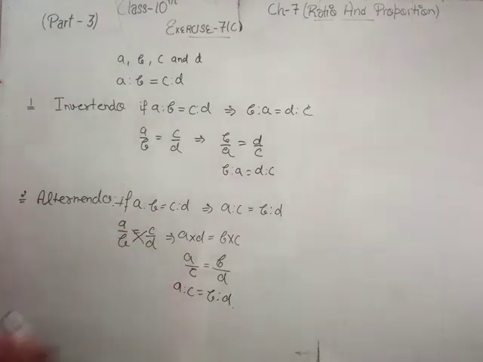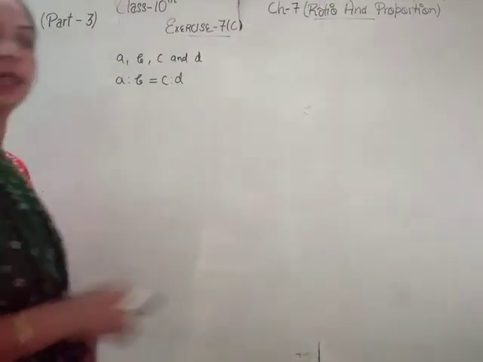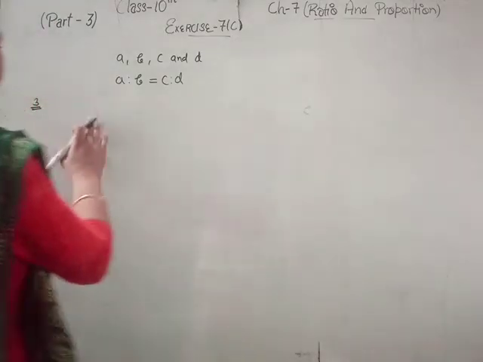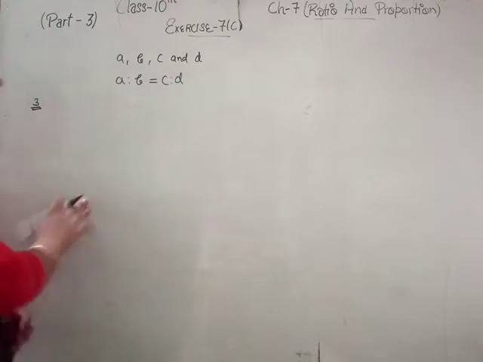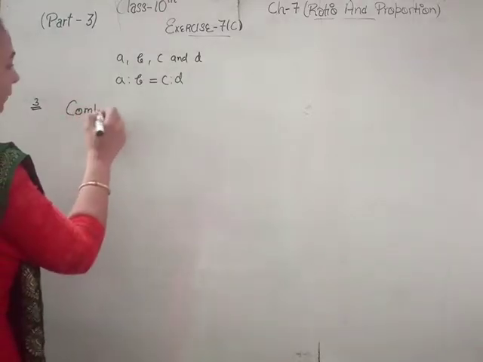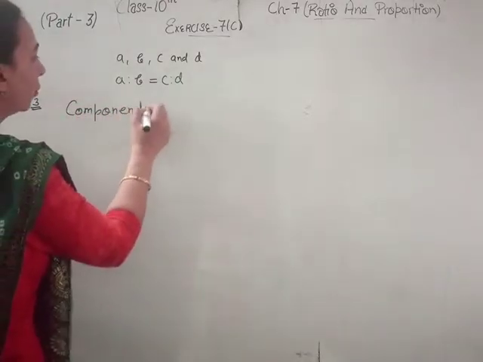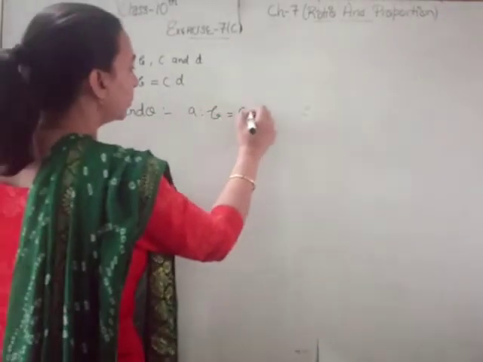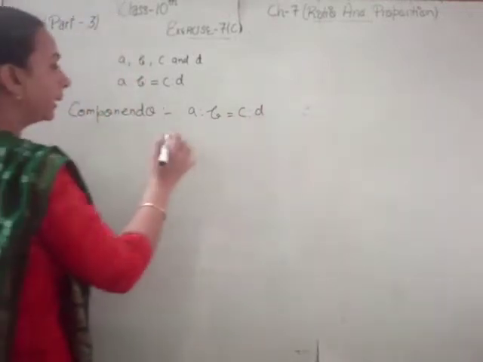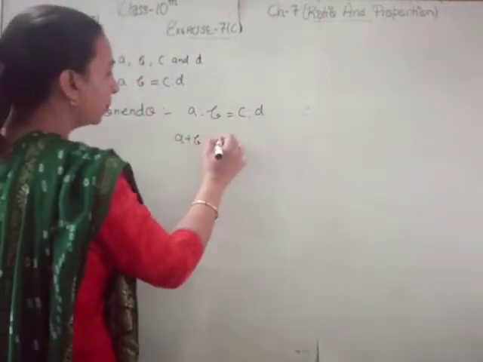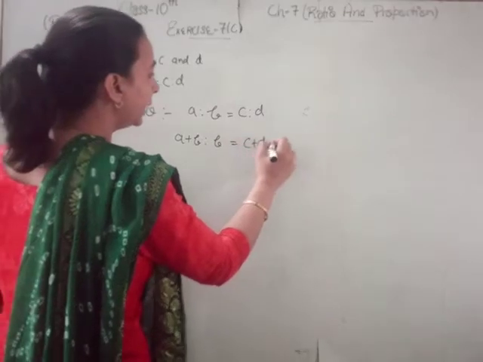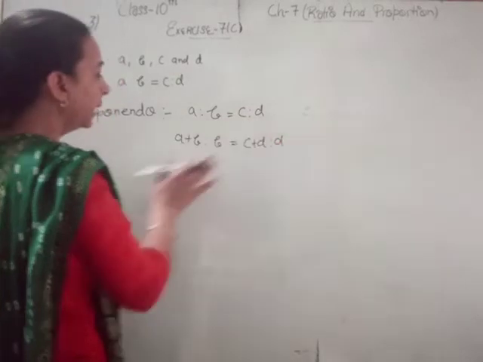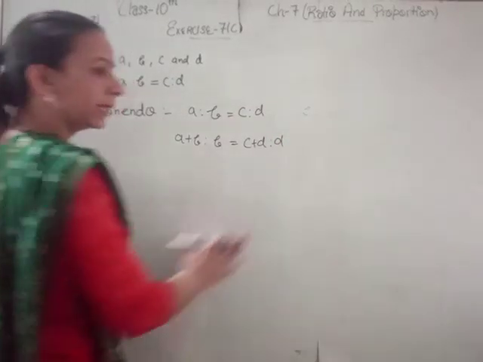Next I will take another property. Property number three: first is invertendo, second is alternando, third is componendo. According to this property, students, if A ratio B equal to C ratio D, then A plus B ratio B equal to C plus D ratio D. According to componendo, if A ratio B is given C ratio D, then A plus B ratio B equals C plus D ratio D.